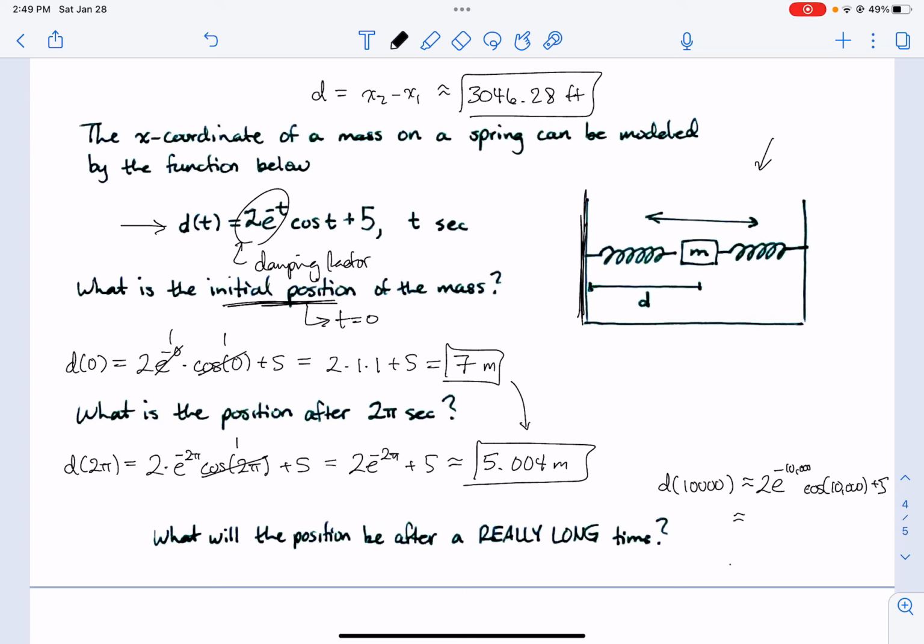Oh, you know what? That is incorrect because I forgot to do e to the negative 100. I put e to the 100, which is why I was getting such a big number. So let's try that out. Yeah, the calculator doesn't even bother with decimal places. It just gives me the answer 5. So basically, the wobbling has essentially stopped, and the mass is just sitting at 5 meters. And so that would be what we call the axis of this function here.